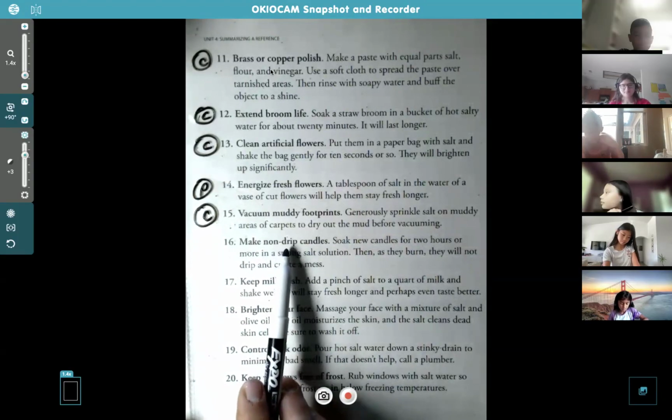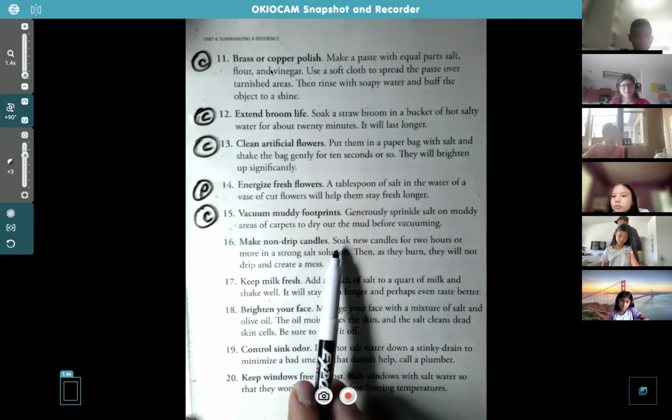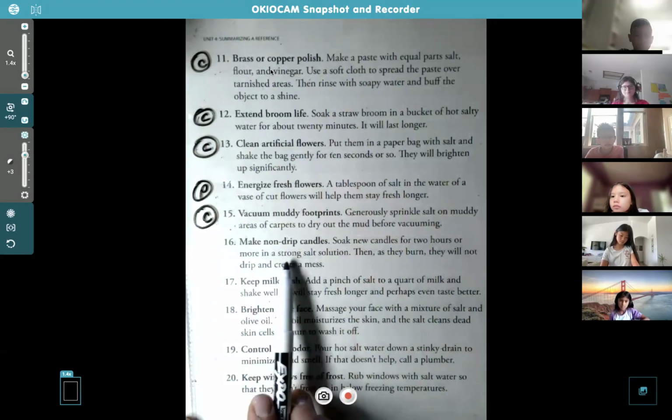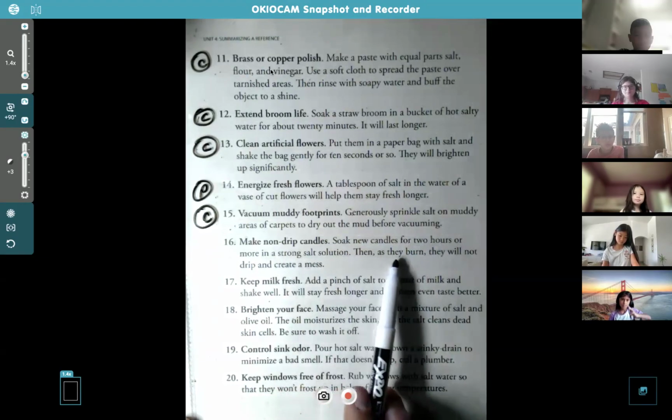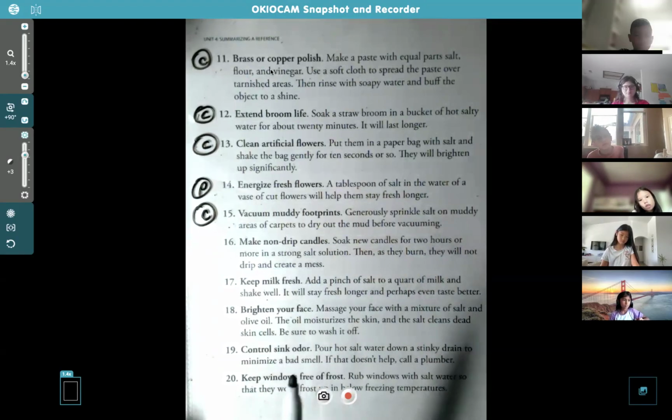Make non-drip candles. I'm going to slow down here for a second. Soak new candles for 2 hours or more in a strong salt solution. Then, as they burn, they will not drip and create a mess. Now, this one doesn't really fit in any categories that we have so far.